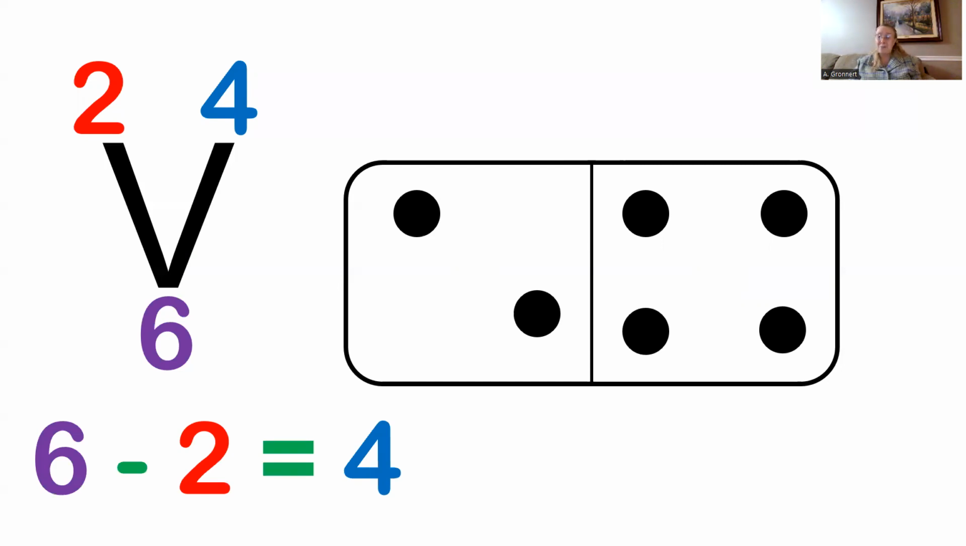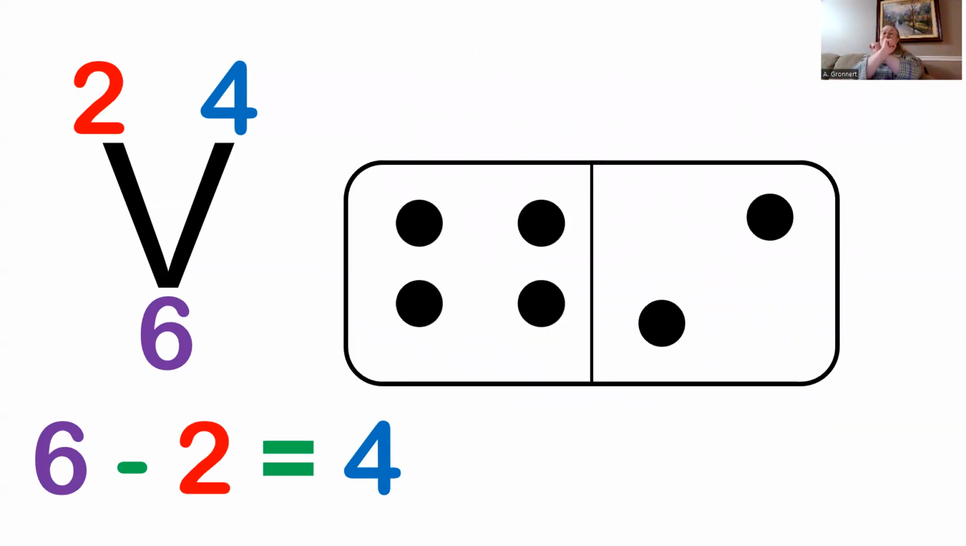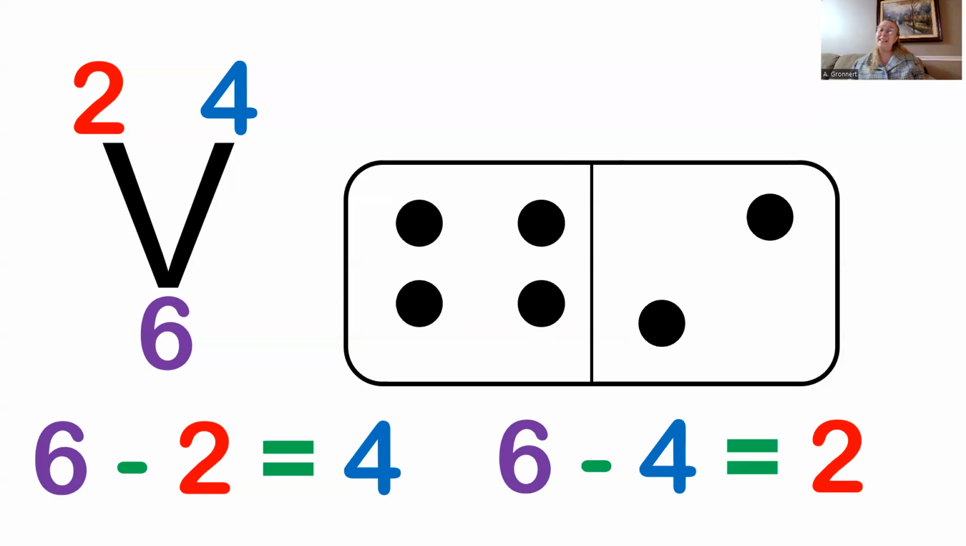Now, let's write the second subtraction equation. I'm going to go ahead and switch the domino's parts around. And remember, when I write the subtraction equation, I always start with the total. That's it. So now I can write 6 minus 4 equals 2.